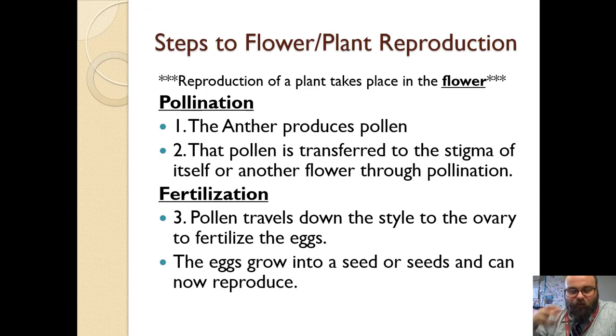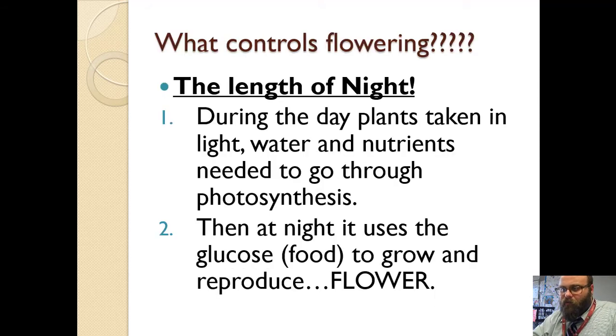Okay, so hopefully we can understand this, that pollination is something that happens in flowers. So in angiosperms, pollination is a process that happens in the flower. The flower is the sexual organ of plants. So the first thing that happens is the anther produces pollen. Then pollen is transferred to the stigma of another flower or its own flower through this pollination process. After pollination occurs, then fertilization happens. So pollen travels down the style to the ovary, where these eggs grow into seeds, and those seeds grow into plants. And you covered the life cycle of plants in elementary school and middle school, so that's where we are.